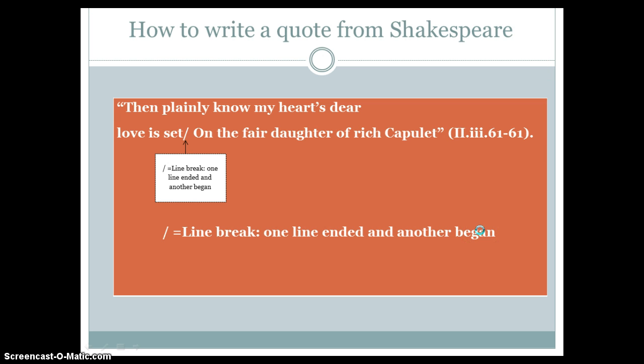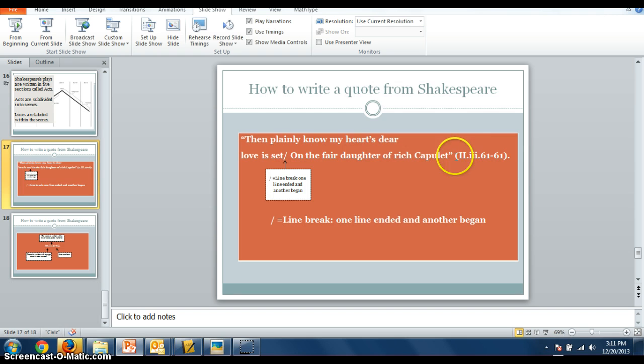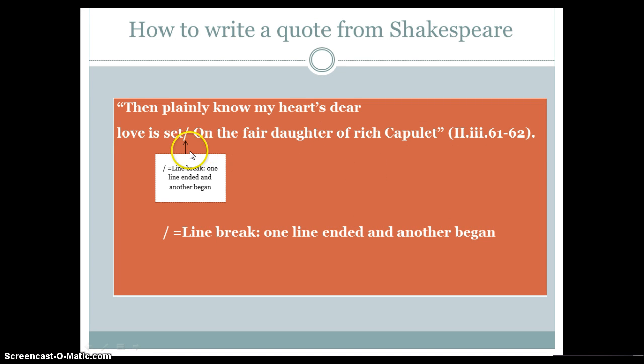How to write a quote from Shakespeare? Then plainly know my heart's dear love is set on the fair daughter of rich Capulet. This line means that there's a line break. So this was line 1, line 2, or line 61, 60. Oh, look at my mistake. So line 61 to 62, let's fix it right here. Okay, so that tells you that it's a line break. That's how you write 2 lines.